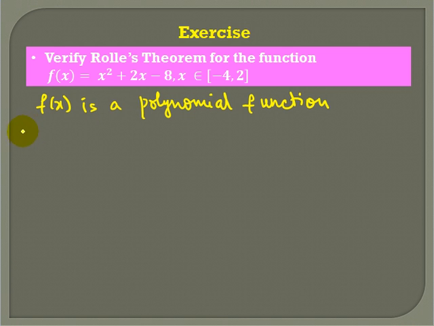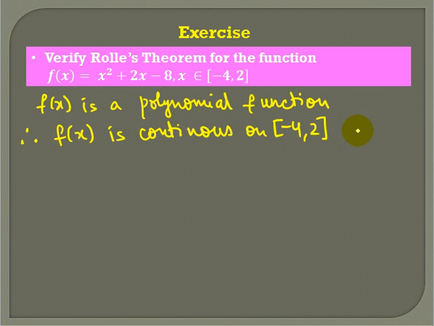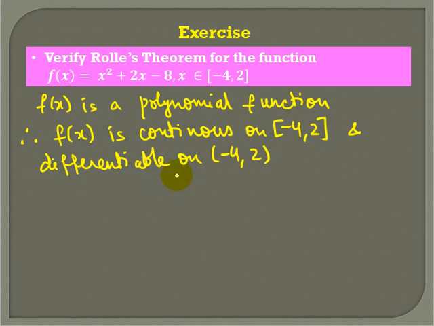We can write, therefore, f(x) is continuous on the given interval, that is closed interval [-4, 2], and differentiable on open interval (-4, 2). Fine. Now when we say it is differentiable on this interval, we can quickly check what its derivative will be. We will find f'(x) will be 2 times (x + 2).